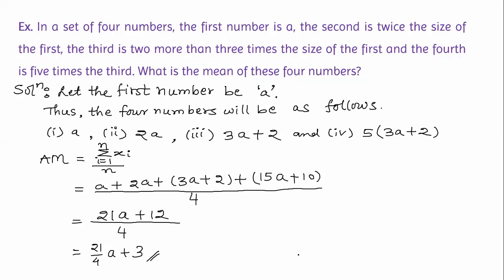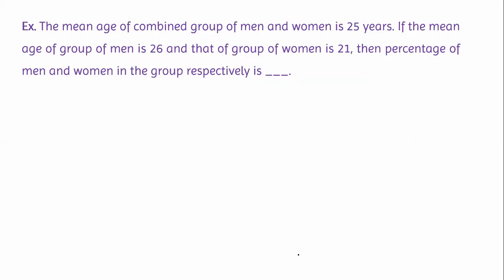So let us go to the next problem. The mean age of a combined group of men and women is 25 years. Till now we do not know how many men and how many women there are, but they are combined together and the arithmetic mean of their ages is 25 years. If the mean age of a group of men is 26 and that of a group of women is 21, then the percentage of men and women in the group respectively is.